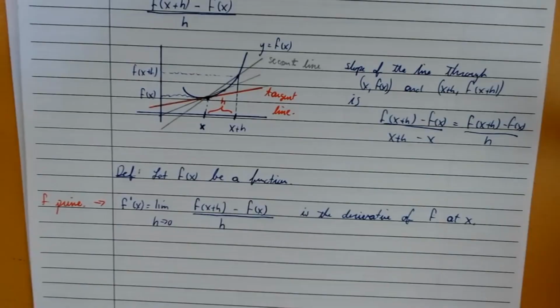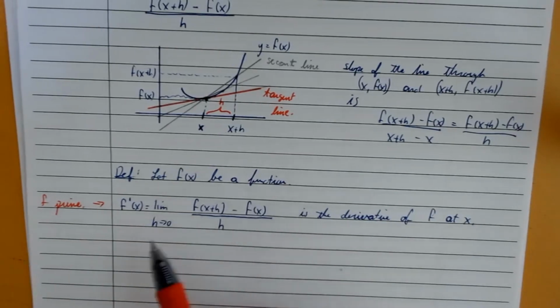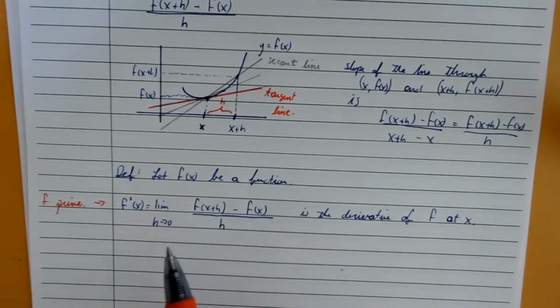It can be used to find instantaneous change, velocities, and accelerations. It can be used to find lots of things. But what this is, it's just a function. That's all it is. Right? And it's a function defined by a limit.